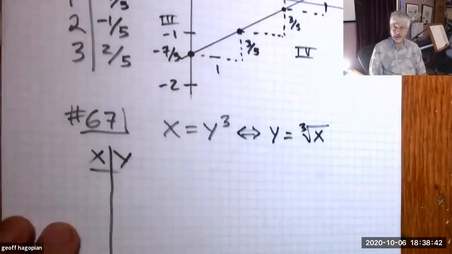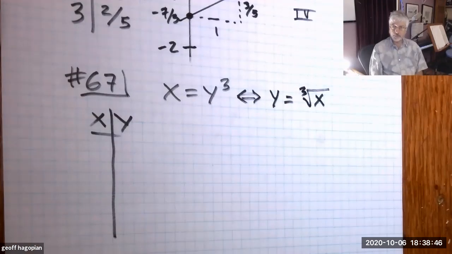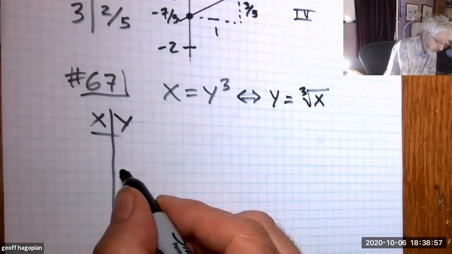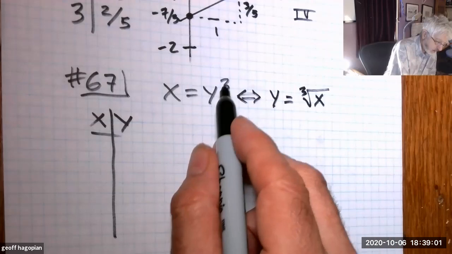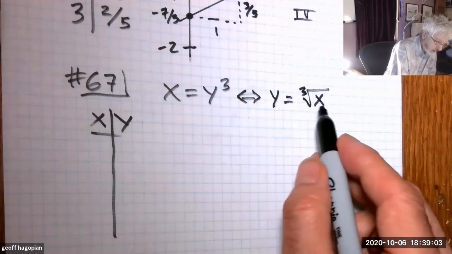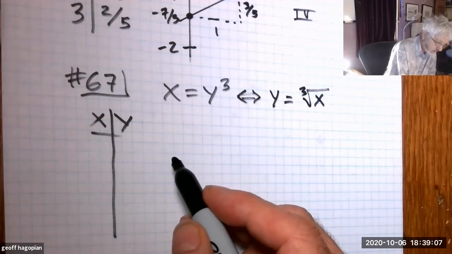Okay, so we're back to number 67 here. So we're working this playground of the rule of three, right? You've got an algebraic formula, you've got a table of values, and you've got a graph, right? So is there any restriction as to what x can be here? No, x is the cube of some number, which, you know, you can get any number by cubing some other number. Maybe that's not obvious.